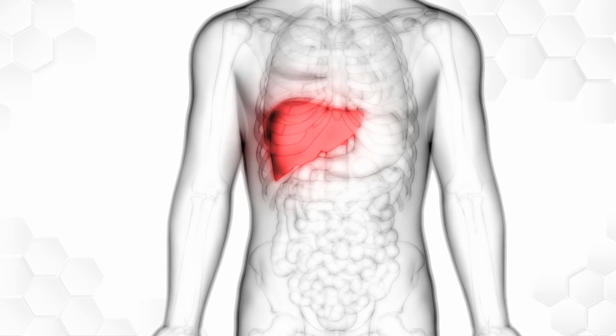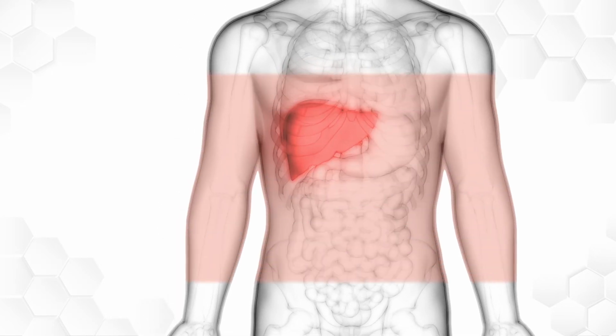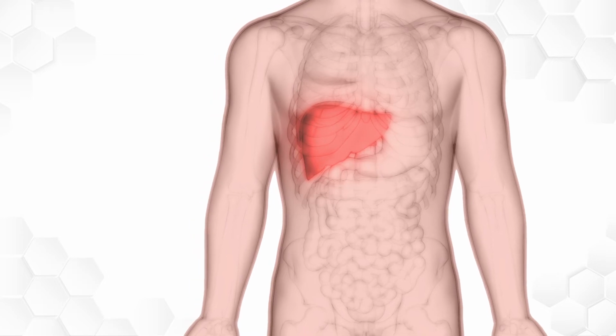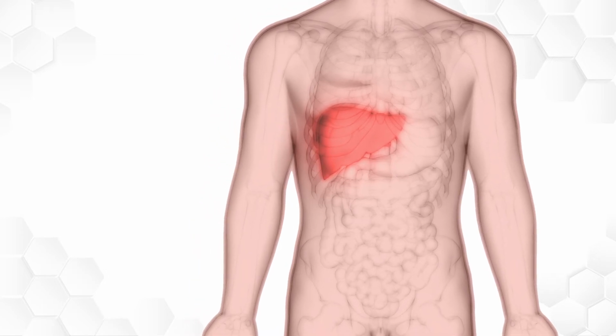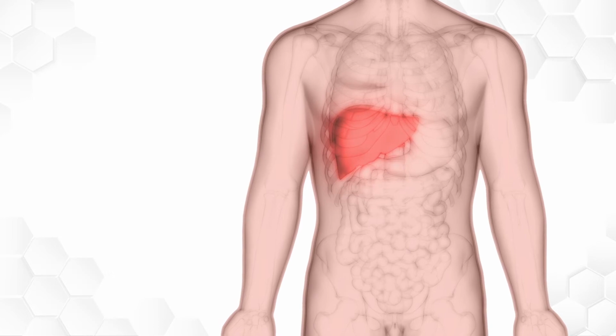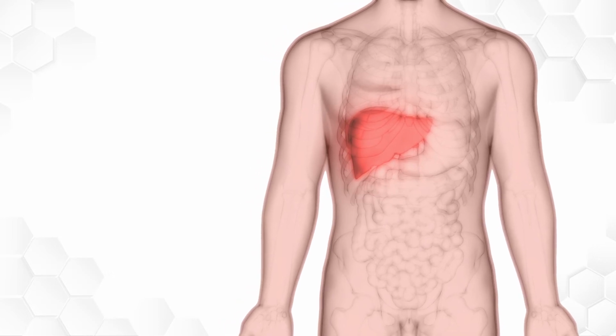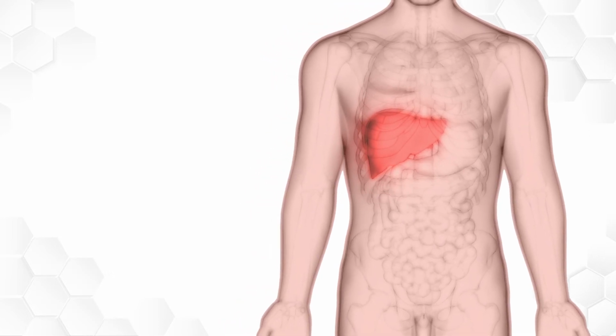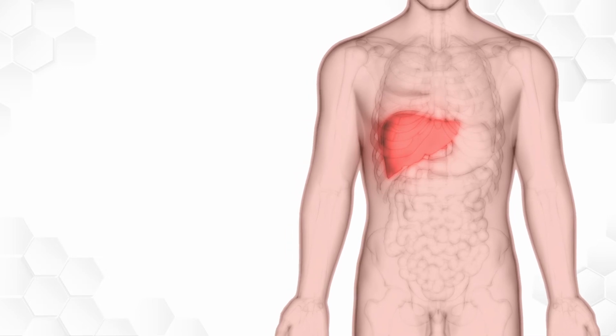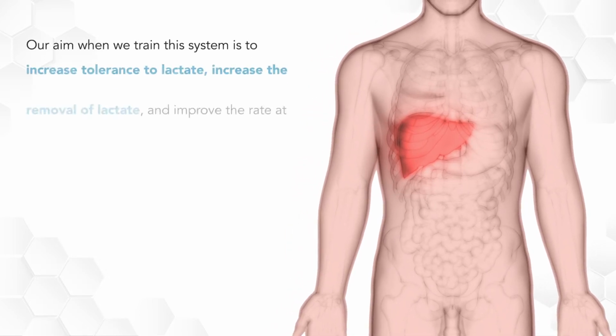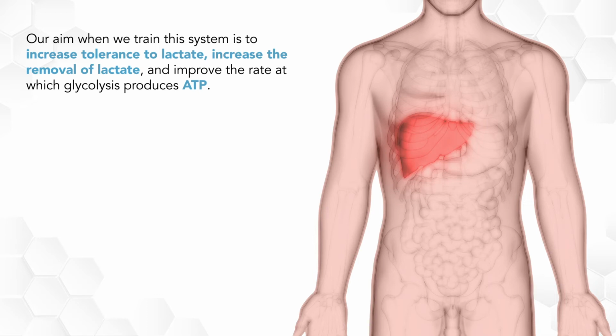The lactate that is removed from the muscle is carried to surrounding muscles that have oxygen available, and also to the liver, where it goes through various chemical reactions that ultimately convert it back to pyruvate and/or glucose for further glycolysis and energy production via the aerobic energy system. Our aim when we train this system is to increase tolerance to lactate, increase the removal of lactate, and improve the rate at which glycolysis produces ATP.